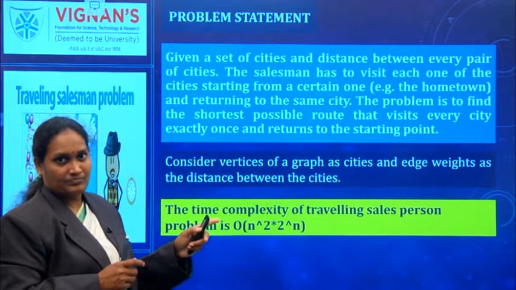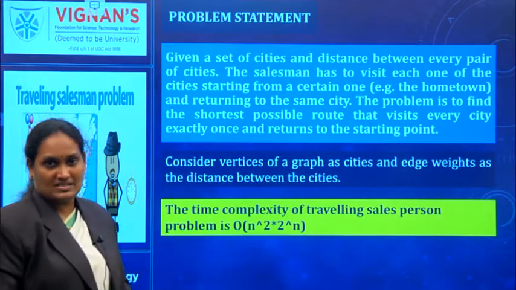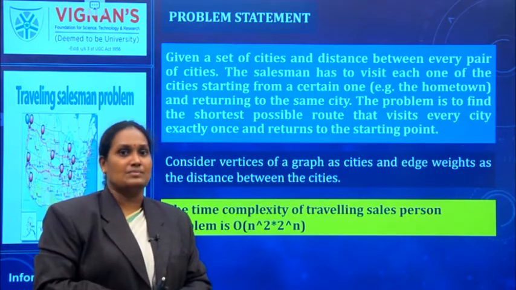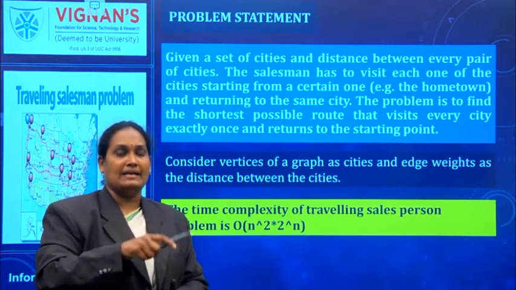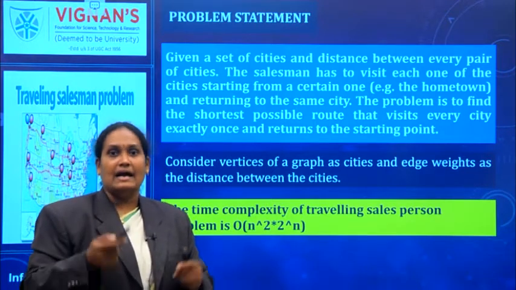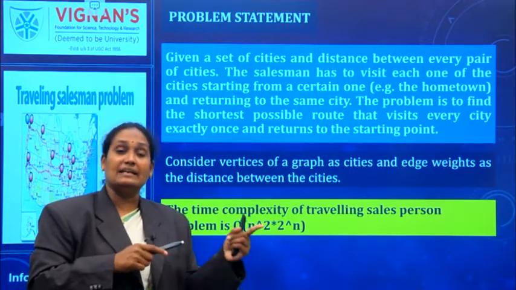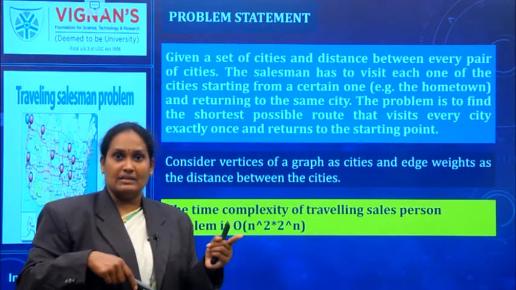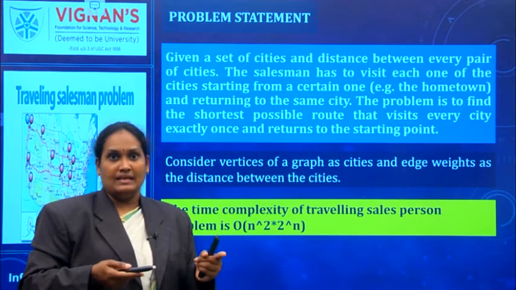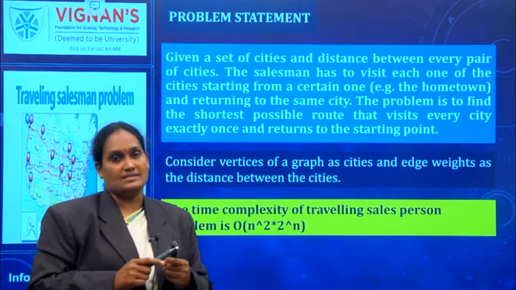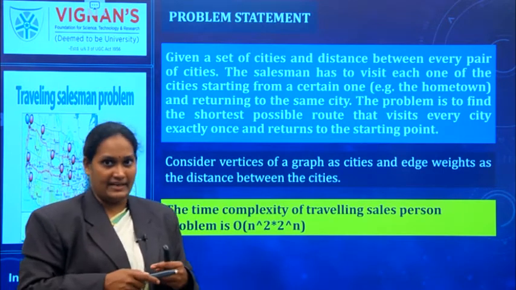starting point. So the salesperson has to start from his own town, visit all the cities exactly once, and finally return to his hometown. By moving along which path he can complete his tour with minimum cost, that we need to find.